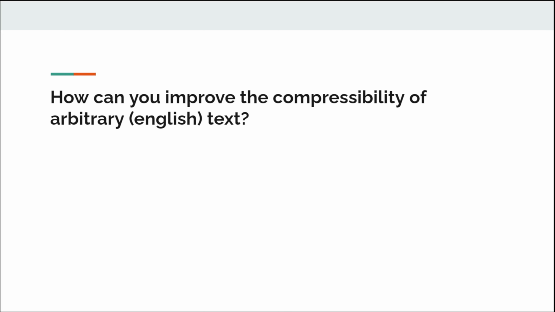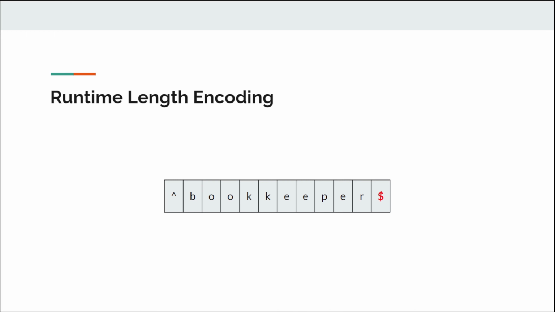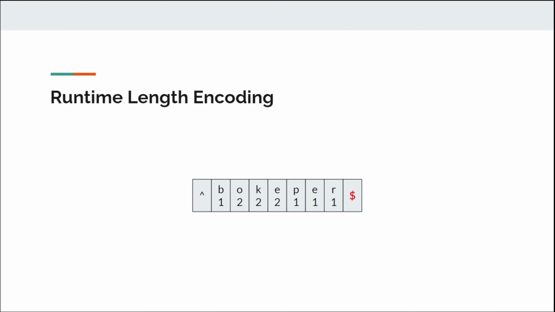Let me start with the question, how can you improve the compressibility of arbitrary text, in this case, English? Let's be a little bit more specific. Let's say we wanted to employ a common compression technique like run-length encoding. Run-length encoding, or RLE, represents repeated runs of the same symbol in a string with a count and the symbol instead. In this example, we've changed a character array encoding of the input string bookkeeper with an encoding that gives the symbol and the count.